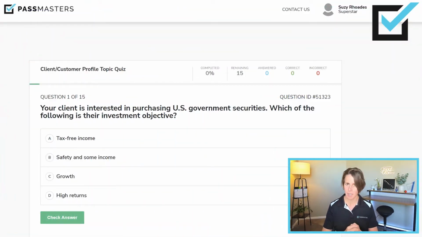So let's see what our choices are here. Tax-free income, no, that would be municipal debt specifically. Safety, yes, so it's on the safer side of the risk spectrum. And some income, I like that. So let's check the other two. Growth, no, growth is on that equity side. High return, also on the risky side of the risk spectrum. So safety and some income. Now in the real world, I would never say that any security is safe to your client, but for the test, they will use that term, safety and some income.